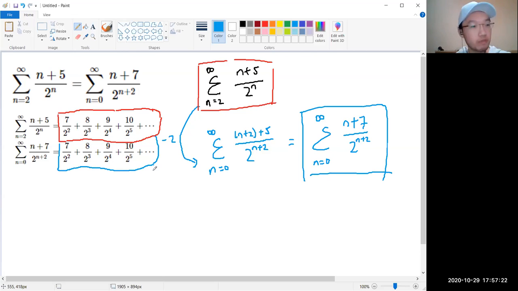And this is a really useful tool when you're doing problems in this section, because sometimes you might need a series to start at a particular index, but it's not at that index, so you can change it. Okay. All right.